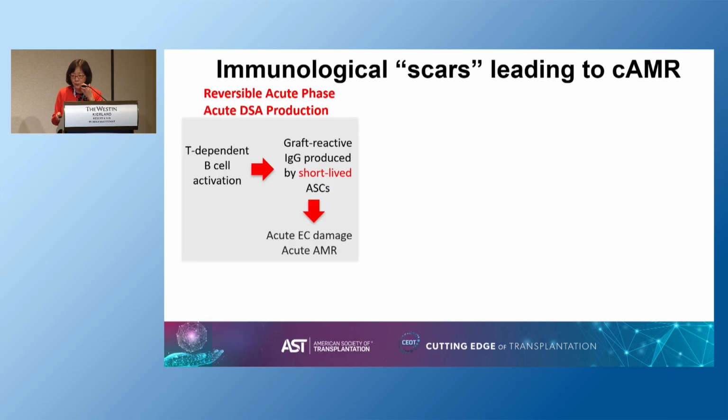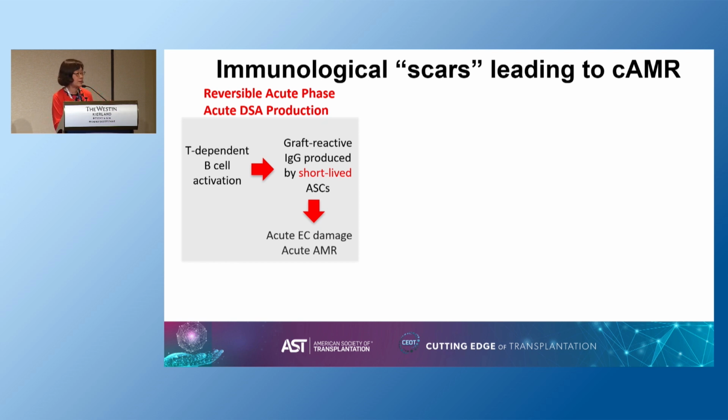And so the next thing I want to do is to just focus a little bit more, or discuss a little bit more, about what these immunological scars could be that lead to chronic AMR. In the initial reversible acute phase, where acute donor-specific antibodies are being produced, we all know a lot about this process. It's T-cell dependent.